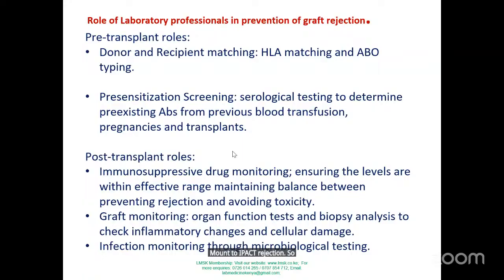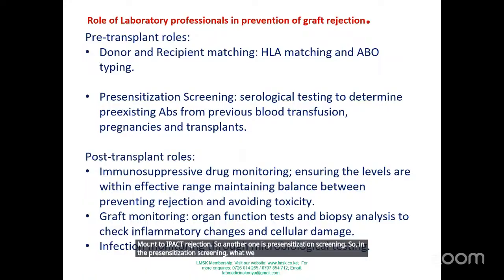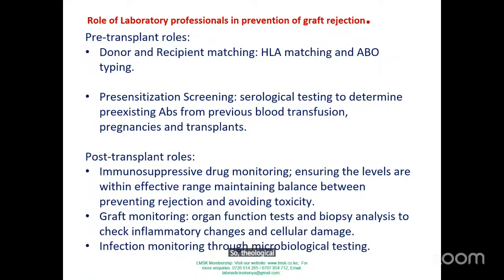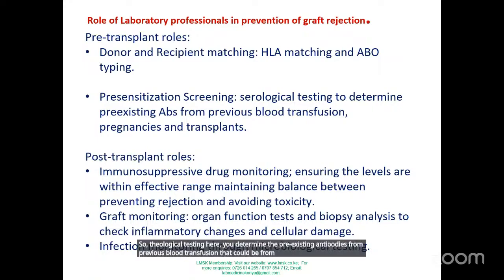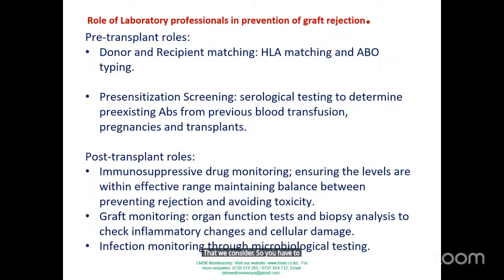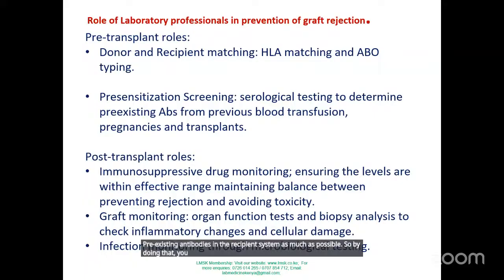Another one is pre-sensitization screening. In the pre-sensitization screening, what we do is serological testing. Here, you determine the pre-existing antibodies from previous blood transfusion. It could be from pregnancy and transplants. So those are some of the things we consider. We want to eliminate the possibility of having pre-existing antibodies in the recipient's system as much as possible. By doing that, you can do the cross-matching of the HLA.